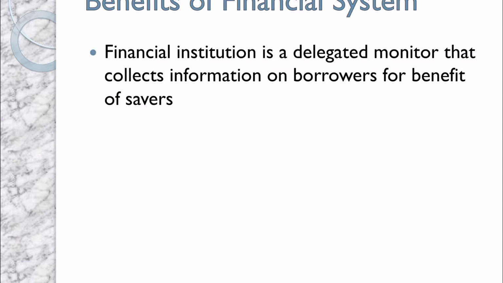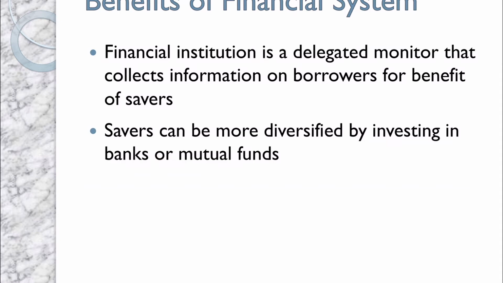So what are the benefits of having this financial system? Well, one, financial institutions can be a delegated monitor that collects information on borrowers for the benefit of savers. We talked about one of the problems with direct lending being the cost of monitoring. Financial institutions can be this delegated monitor. We do have a definition of what this is on the next slide, so I'll leave that there. But they can collect information on their borrowers at a cheaper cost than if you were to have to do it on your own.